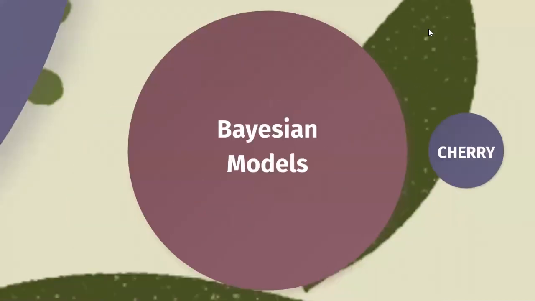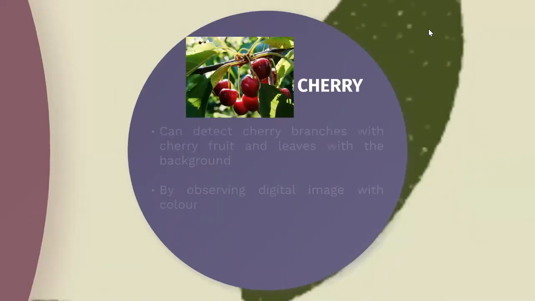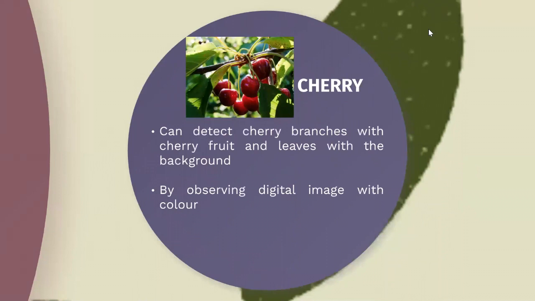The second one is Bayesian model. These models can detect cherry branches with cherry fruit and leaves with a background. This can be done by observing digital image with color.